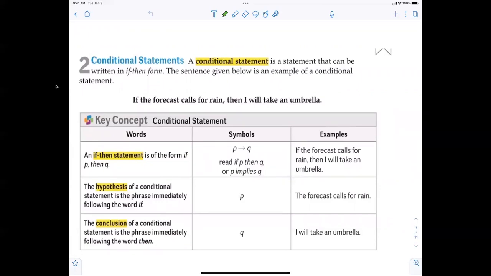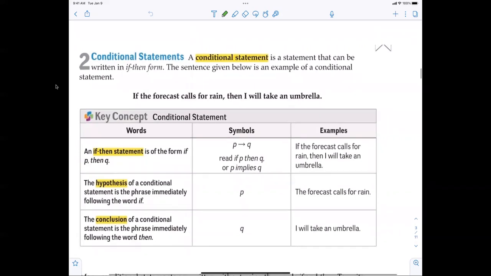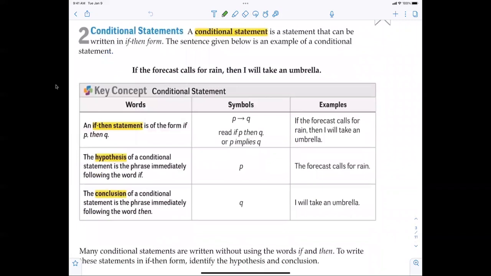A conditional statement is a statement that can be written in an if-then form. If somebody says if this, then this will happen, that's called a conditional statement. Some of you probably already know that. What is after the if is considered the hypothesis. And if that hypothesis is true, then what? Then the conclusion must be true. Is everybody with me on this?